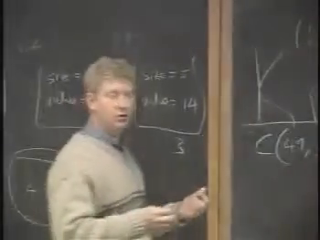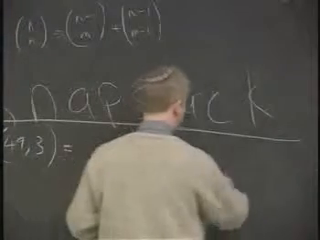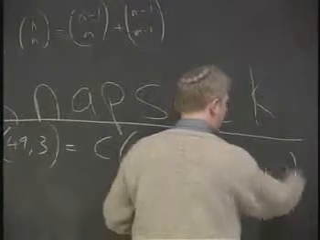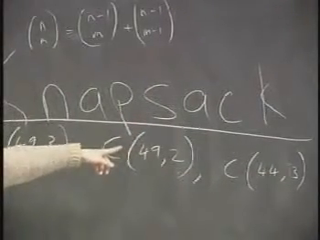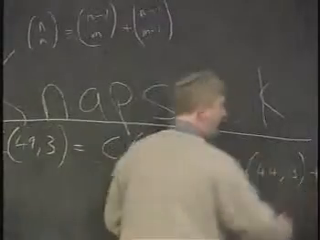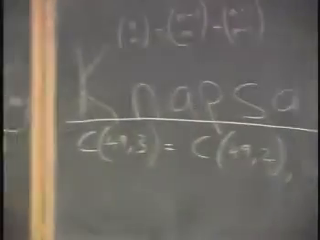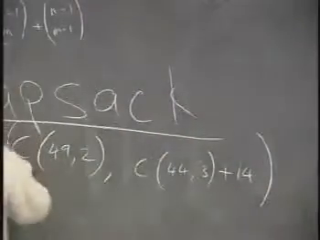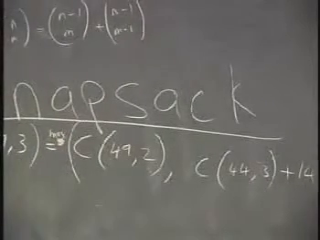So the best you can do is C of 44. You can still pick from the 3rd box again, so we're leaving that 3. But there's an additional amount that you gained by doing this, and that was the 14. These are the two choices. Take the maximum of these. Whichever one is bigger is the answer.